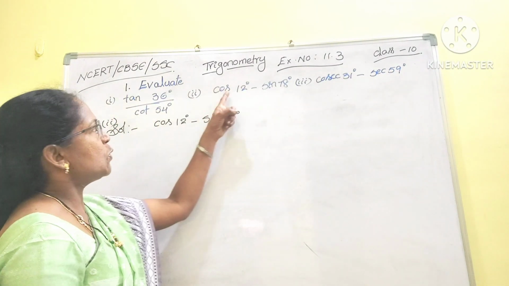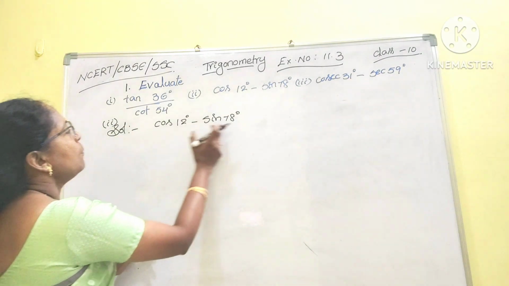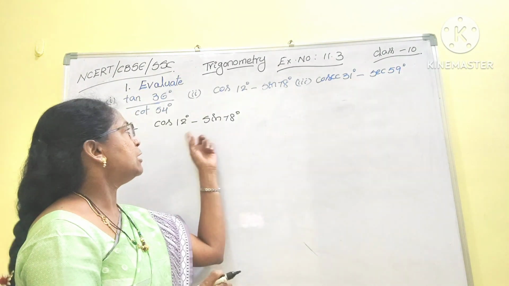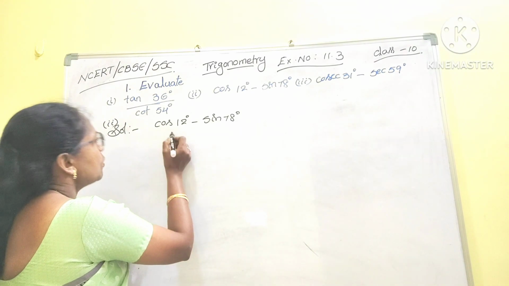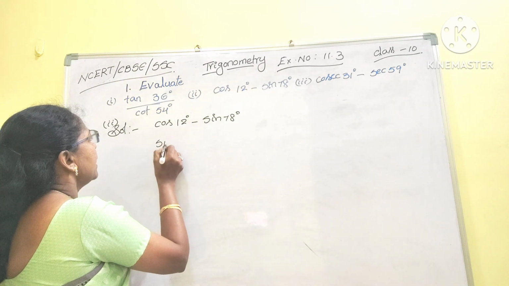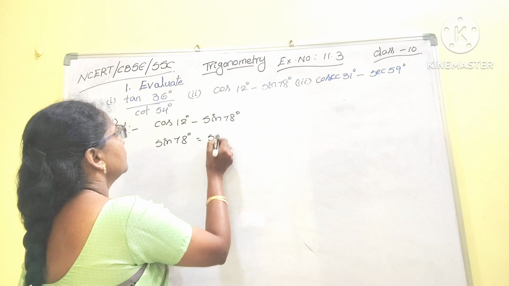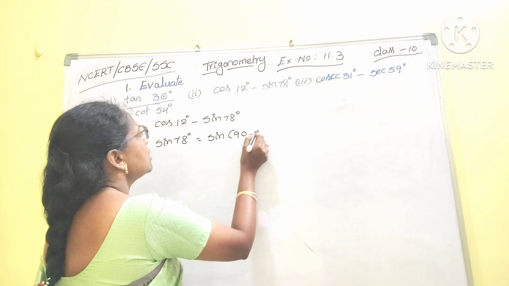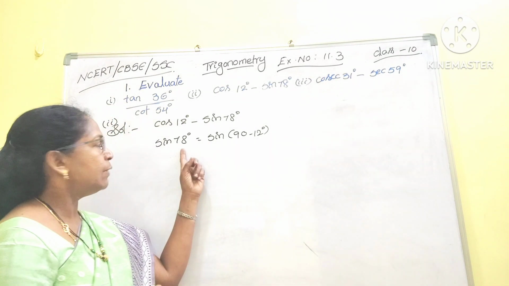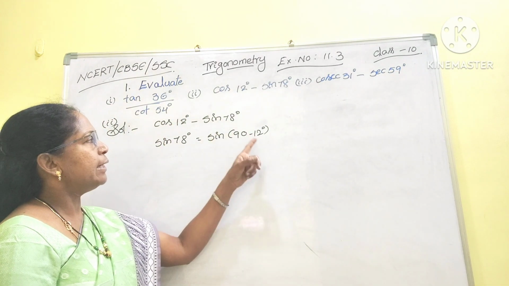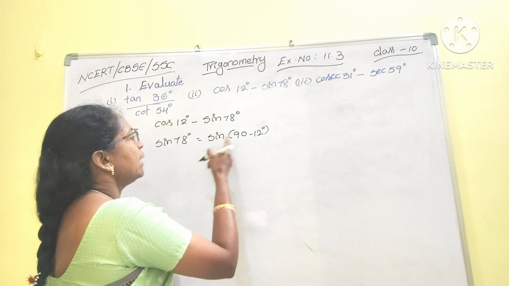Next, in the first exercise, the second sum is cos 12 degrees minus sin 78 degrees. Now, 12 plus 78 equals 90. These two are complementary angles. Now, you can change any one, that is our wish. So I am changing the second one here. Sin 78 equals sin(90 minus 12 degrees). If you subtract 12 from 90, then you will get 78. So the other angle you can write directly here: sin(90 minus theta).